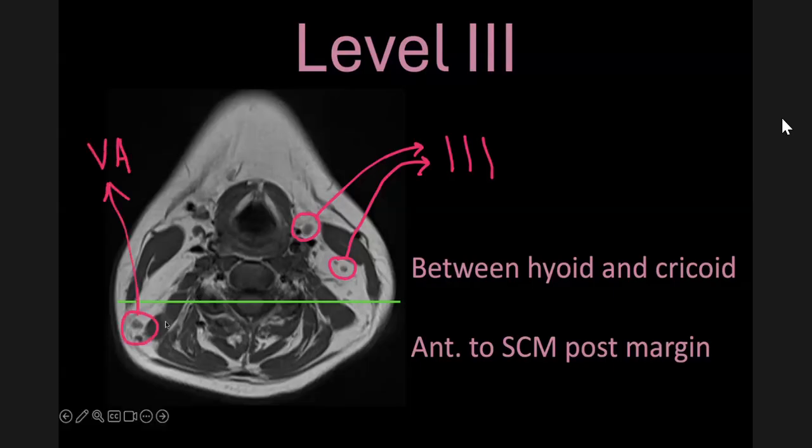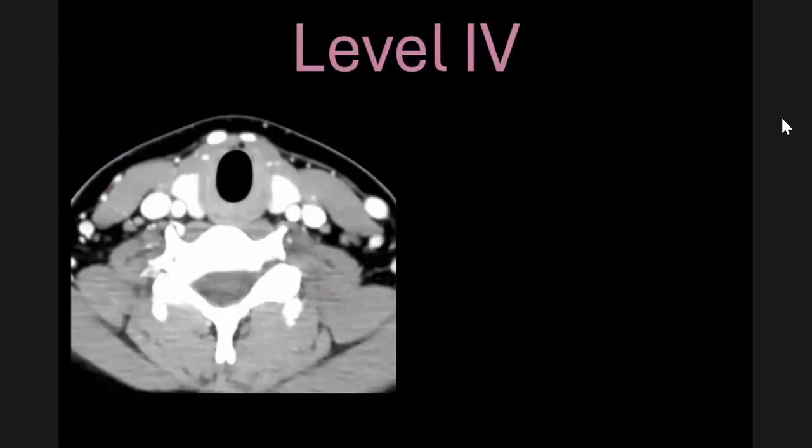Then posterior, we'll talk about level 5 lymph nodes separately, but these lymph nodes that are posterior to the posterior margin of the sternomastoid muscle are the level 5A lymph nodes. And we will see subsequently how level 5A and B are divided. What about level 4 lymph nodes?